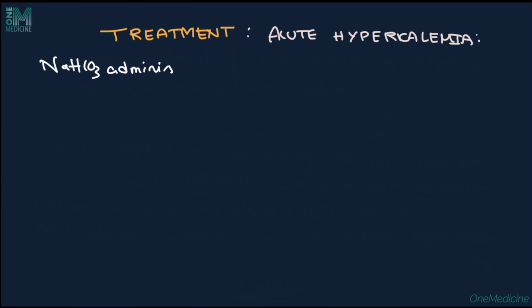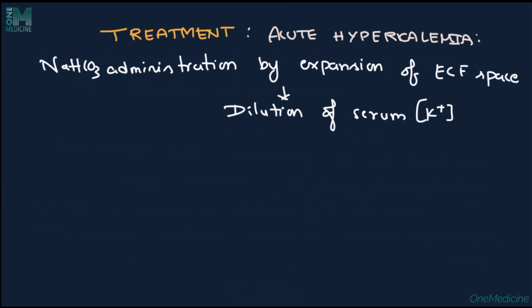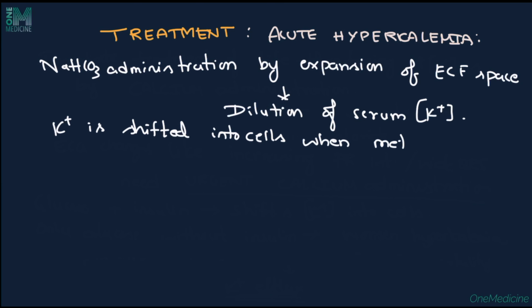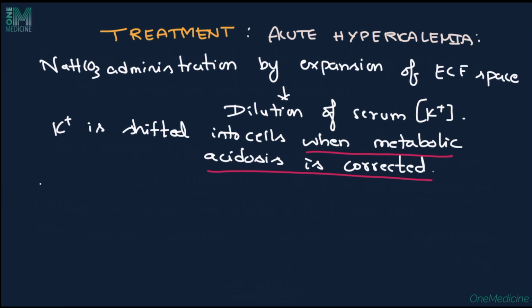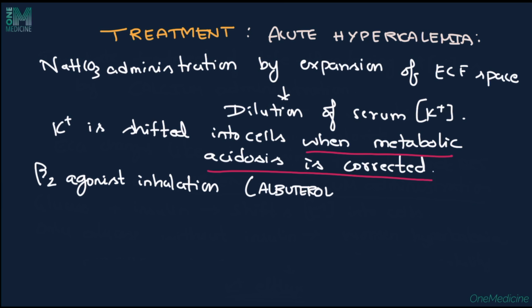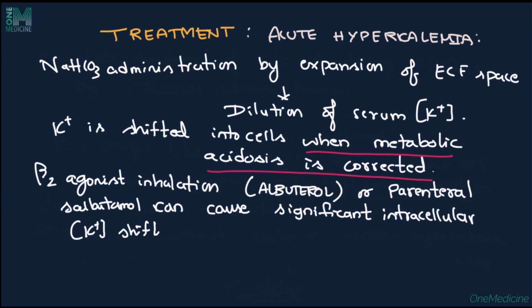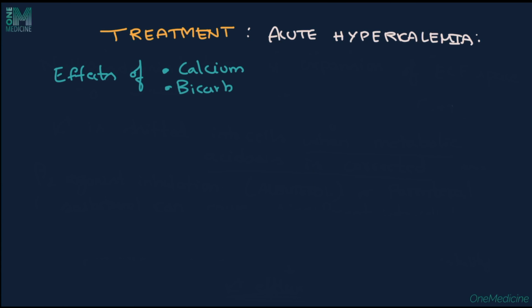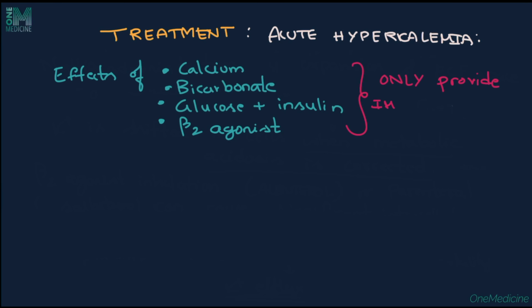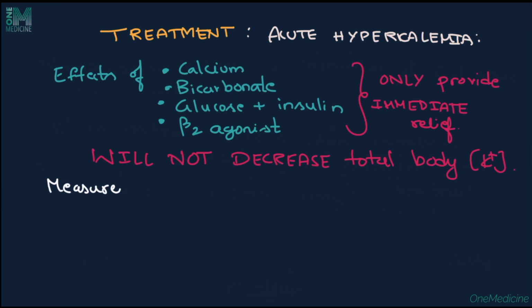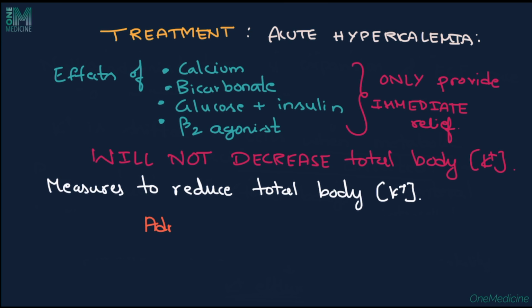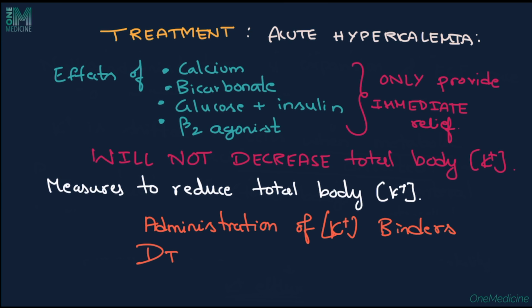Sodium bicarbonate administration through expansion of extracellular fluid volume results in dilution of serum potassium. Potassium is shifted into the cells whenever concomitant metabolic acidosis is corrected. Inhalation of beta-2 agonists such as albuterol or parenteral use of salbutamol can cause significant potassium shifting into the cells. The effects of calcium, bicarbonate, glucose and insulin, and beta-2 agonist therapy will provide immediate relief for acute toxicity, but it does not decrease the total body potassium. So the measures needed to reduce the total body potassium include administration of potassium-binding drugs and dialysis.